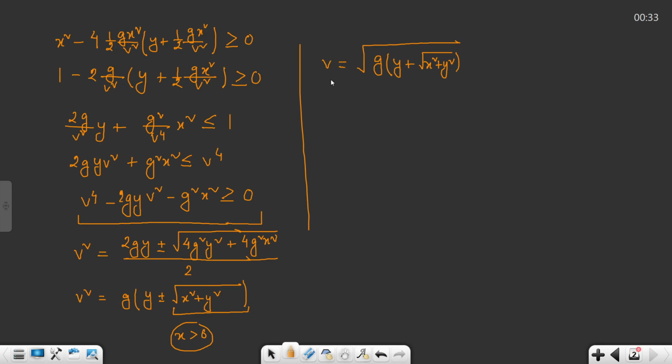well, let me rewrite this. Since we are not taking the negative value, v must be greater than this value. So the minimum value of v that is possible is this one. So v minimum should be equal to root over g y and this thing, this monstrosity. Okay, so that was the first part of the problem.